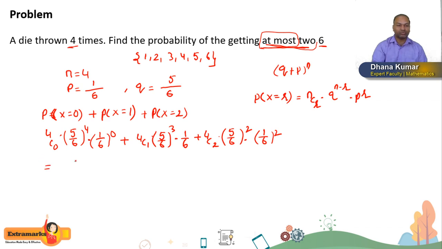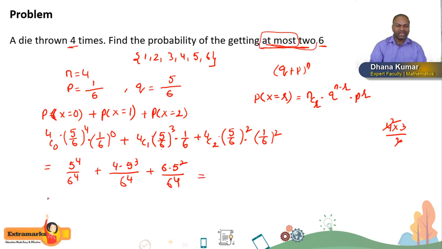Here you see, 4C0 value is 1, 1 by 6 power 0 is 1. So remaining 5 power 4 by 6 power 4. Fine. Plus 4C1 is 4 into 5 cube by 6 cube into 1 by 6, that is 6 power 4. Plus 4C2 value is what? 4 into 3 by 2, 2 2s are 4, 2 3s are 6. So 6 into 5 square by 6 square into 1 by 6 square, 6 power 4.